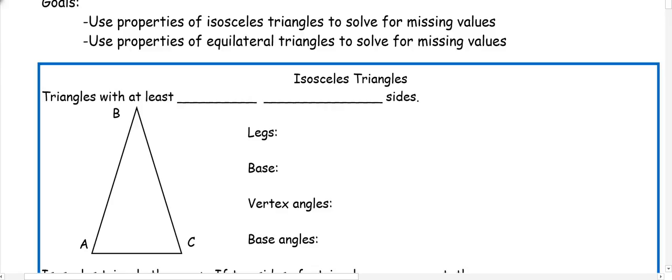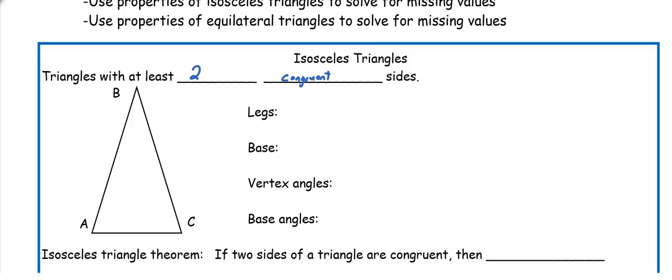This video is about using the properties of isosceles triangles to solve for missing values and use the properties of equilateral triangles to solve for missing values. So remember that isosceles triangles are triangles with at least two congruent sides. So in an isosceles triangle, there's a couple of different parts to it.